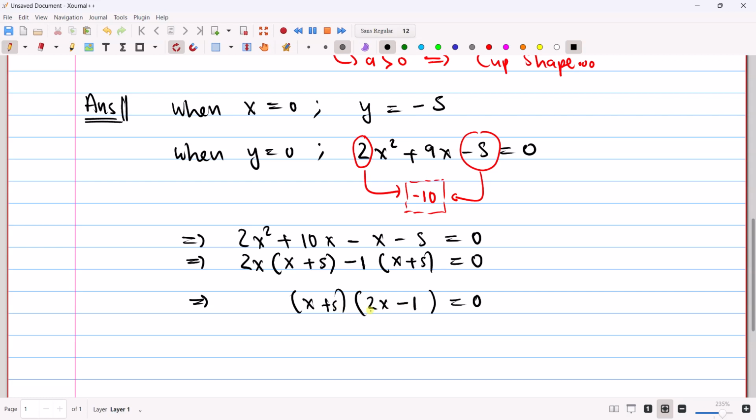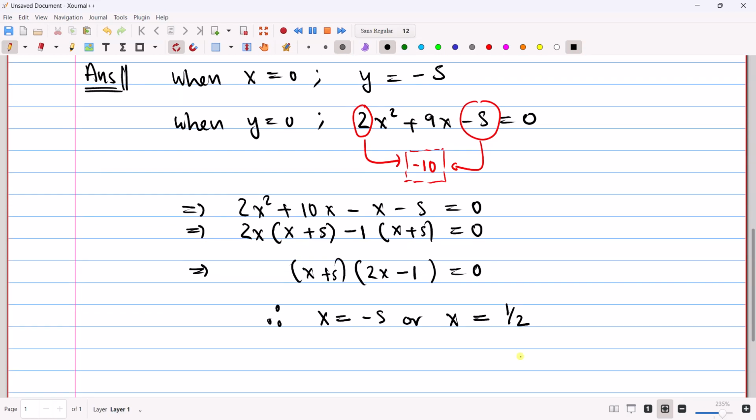So now we know that if a product of two factors is 0, then either this factor is 0 or the other factor is 0. So therefore, it follows from here that x can either be equal to minus 5 or x can be equal to half. So which means now we have more information that we need to produce the sketch of our parabolic function. So now, how does it look if we are to sketch it?